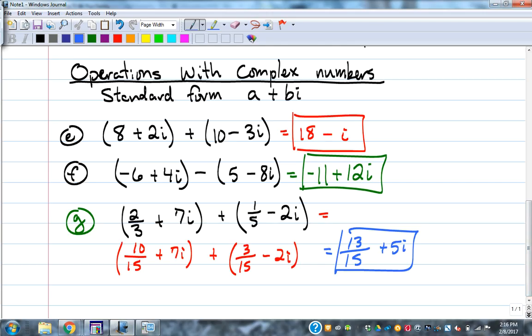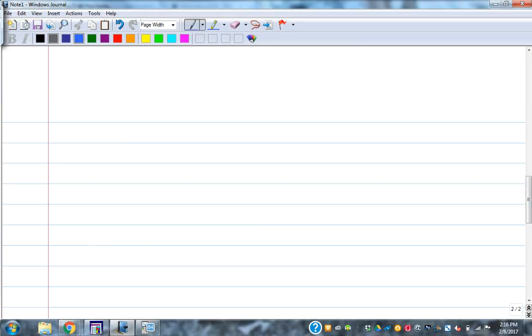Now, addition, subtraction, pretty easy. Let's get into multiplication. When we're multiplying, there are some things we've got to remember. Where does i come from? Square root of negative 1. Okay? i squared is like squaring the square root of negative 1, so i squared is actually equal to negative 1. And then i to the third power is equal to negative i. And the last one we need is i to the fourth power, which is equal to positive 1.